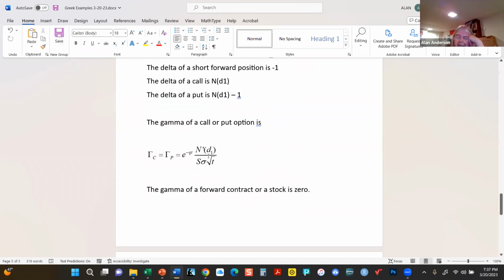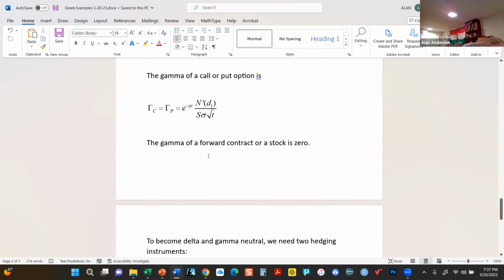And of course, you can also use these Greeks to try to do the opposite, to take exposure for speculative purposes. You could actually add, like I was saying, add gamma or delta.